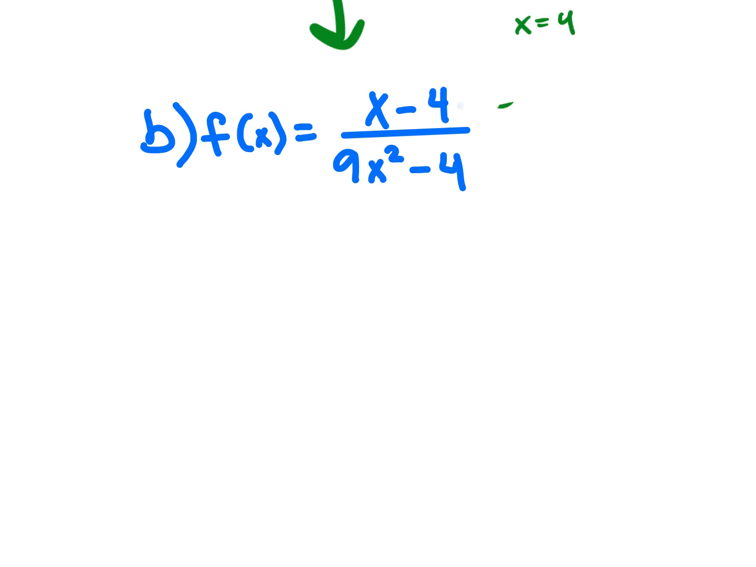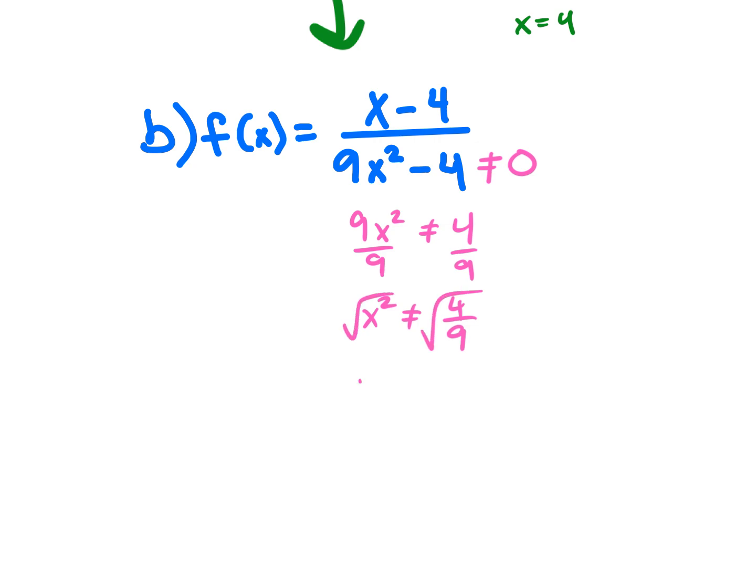But let's find the domain. What do we have to look for when finding the domain with a fraction? What can we not have in a fraction? 0 where? In the denominator. Our denominator cannot be equal to 0. So we'd solve: 9x squared cannot equal 4, divided by 9. x squared does not equal 4 over 9. Take the square root. So what does x not equal? Plus or minus 2 over 3.